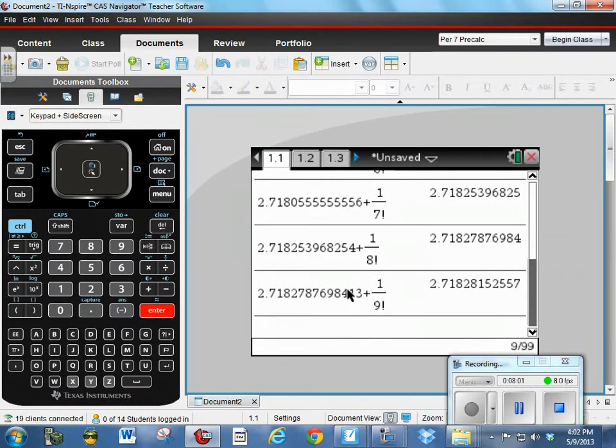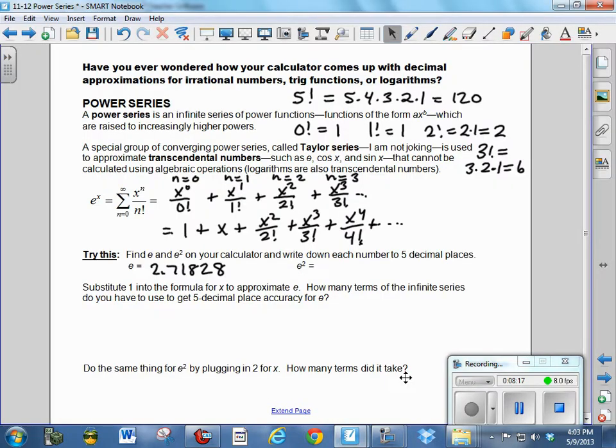Okay, which is actually 10 terms, because we started out with n equal to 0. So we start out with 1 divided by 0 factorial. So there we are with 10 terms at 5 decimal place accuracy. I'm going to go back and record that it took me 10 terms to get 5 decimal place accuracy.